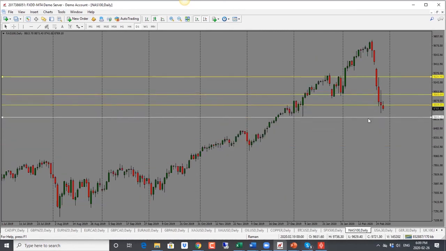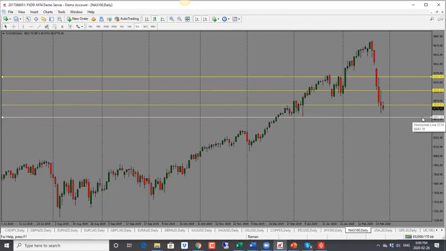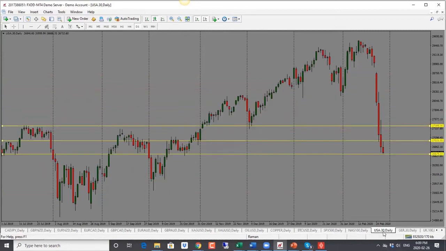Nasdaq here, this one is also looking bearish. It went and tested all the way into 1920, but it is holding below that level. So bias is bearish. Next target is 86.50, and then we have 84.80. So bearish bias here for Nasdaq as well.